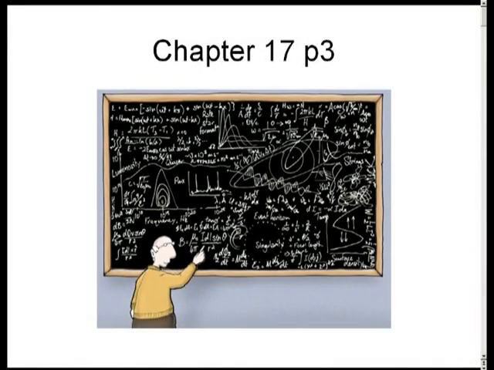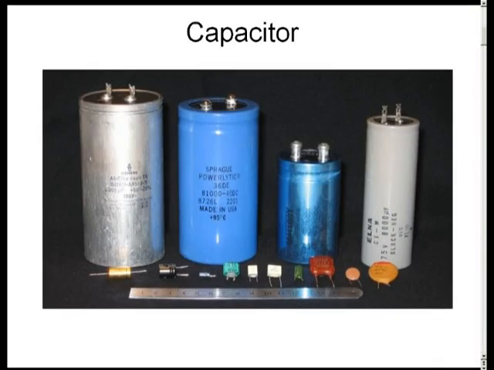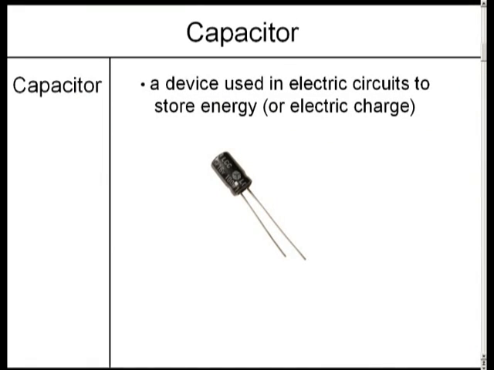Chapter 17 Notes, Part 3. Today we're looking at capacitors. If you ever took apart any electronic piece of equipment, you'll see one of these components. They're called capacitors. A capacitor is a device used in electric circuits to store charge.